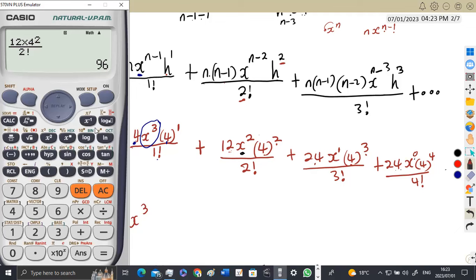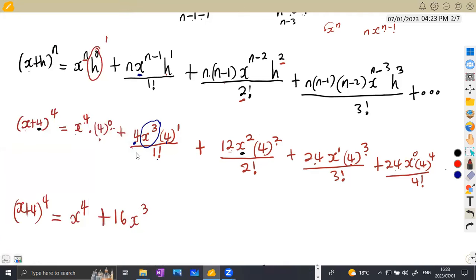So take note of the numbers that you'll be given at the end. All right, so that will be 96. So it's plus 96 x squared. So this is 96 x squared. All right, so this is x squared. The same thing on 24.